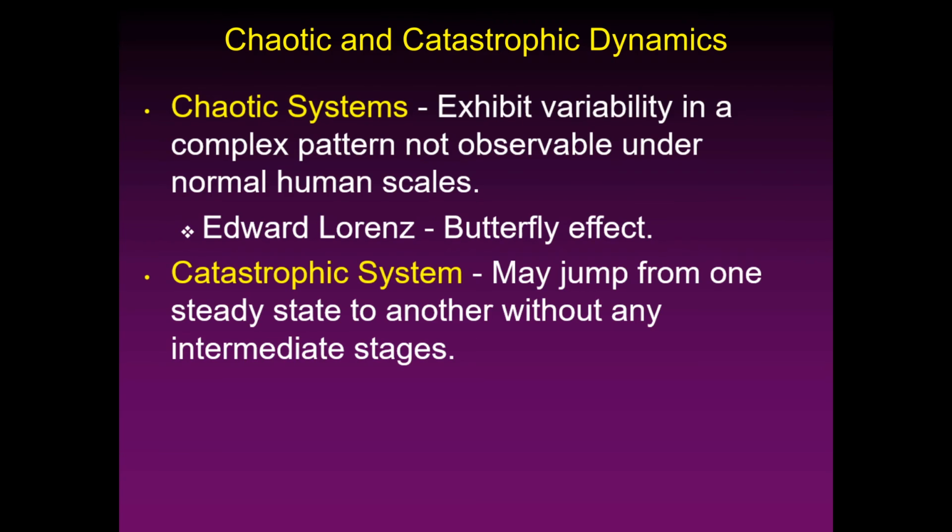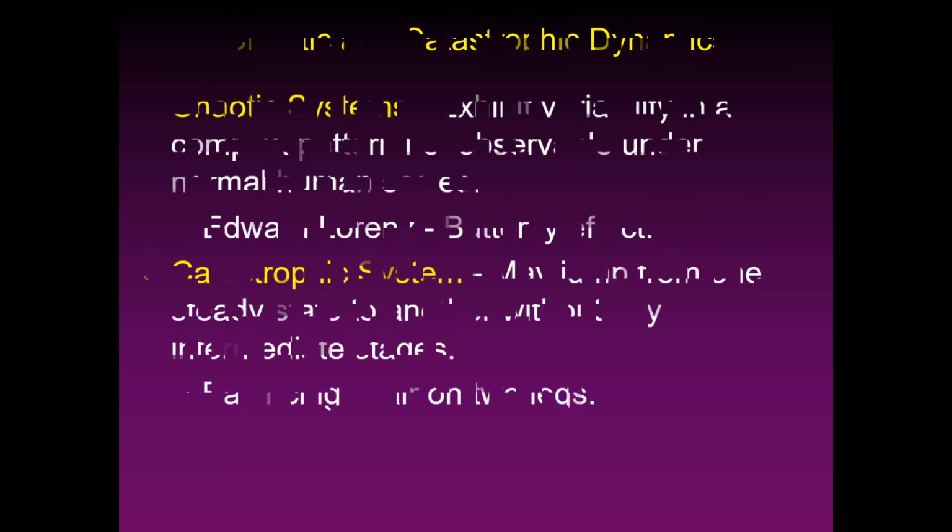Compared to catastrophic systems, where it may jump from one steady state to another without any intermediate stages. So this is balancing a chair on 2 legs. Notice it goes from 4 to 2 without going through 3 legs.